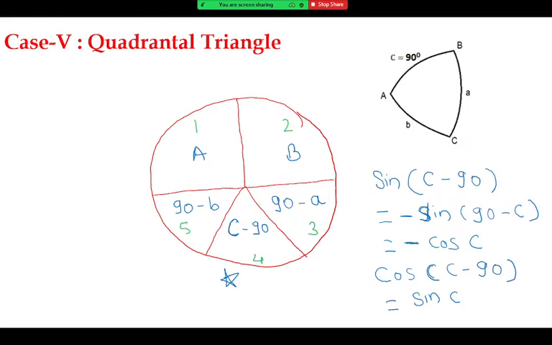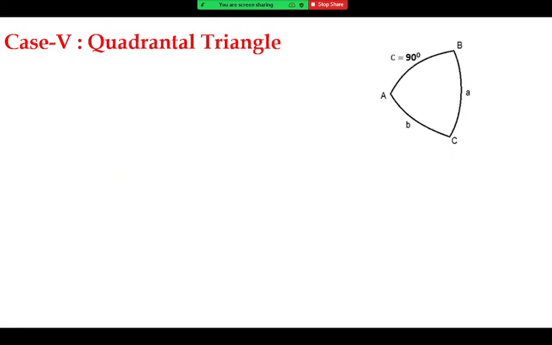And the last, tan of C minus 90. It is a minus cot C. Okay, so those are the three new formulas that you should remember. Otherwise, everything is similar there. Any doubt up to here? No, sir. Okay, good. So let me show you these things one by one.